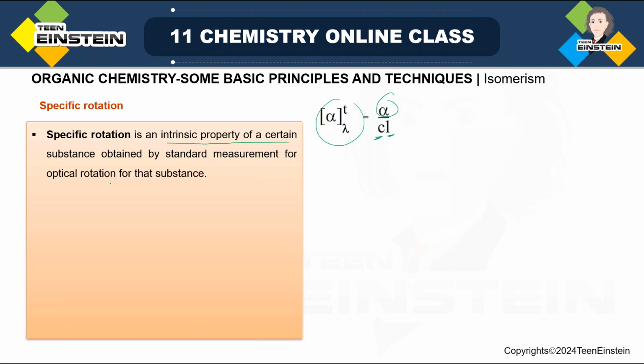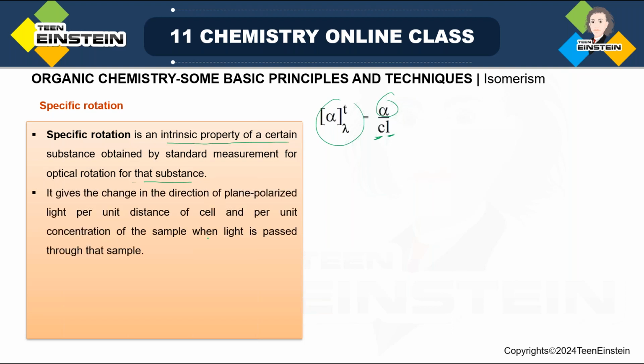It is obtained by standard measurement of optical rotation for that substance. So when optical rotation is measured with C and L both being 1, then it is specific rotation. Specific rotation gives the change in the direction of plane polarized light per unit distance, because now L is 1, per unit distance of the cell, that is the tube, and per unit concentration of the sample. So C is also 1 gram per ml. When you maintain this condition, the rotation that we observe is called specific rotation, and it is an intrinsic property.